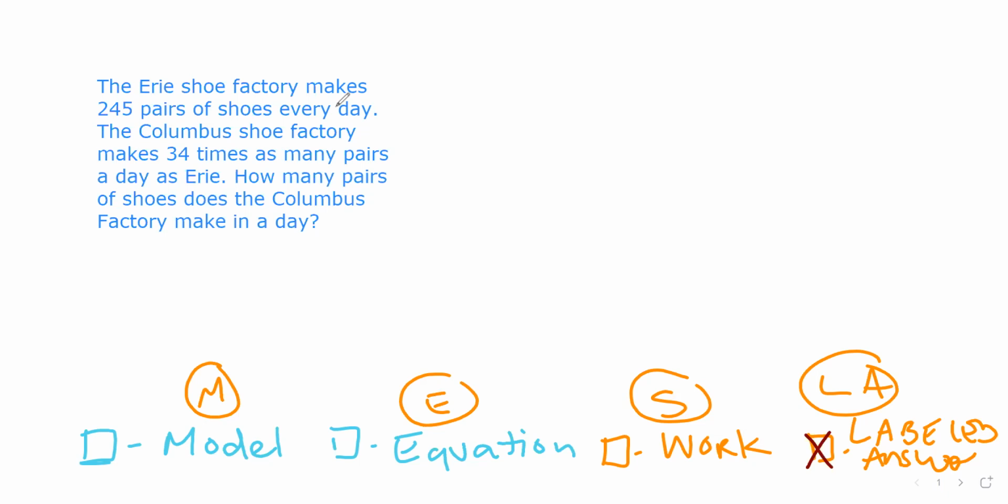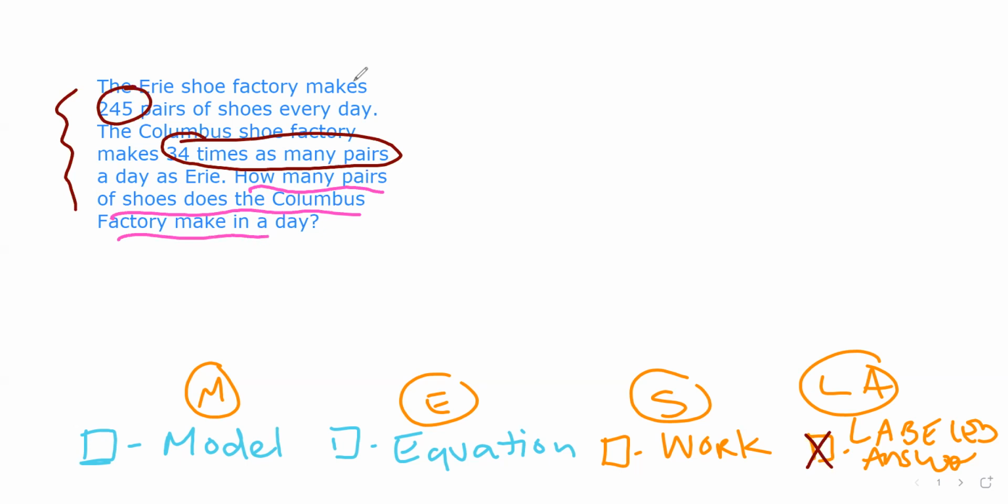So we have the Erie Shoe Factory, and they make 245 pairs of shoes every day. The Columbus Shoe Factory, because there's shoe drama, they're battling each other, makes 34 times as many pairs of shoes in a day. So what they're asking us to figure out is, how many pairs of shoes does the Columbus factory make in a day? All right, so let's unpack this and think.